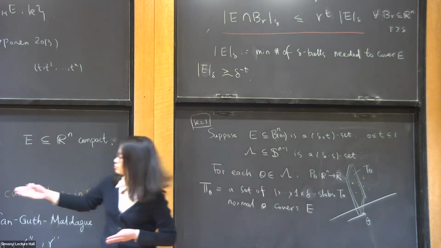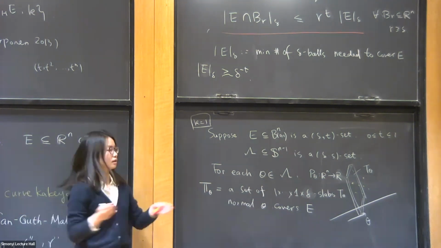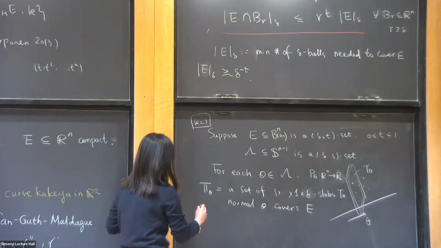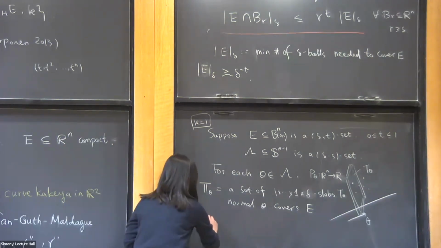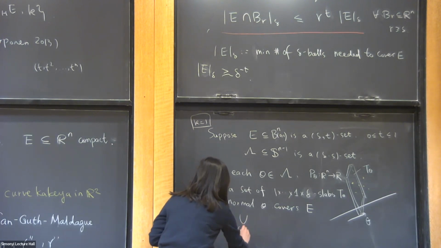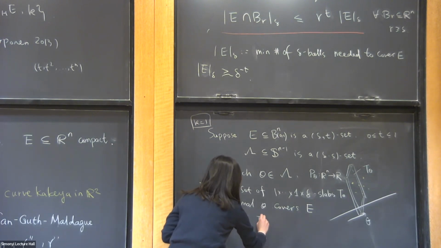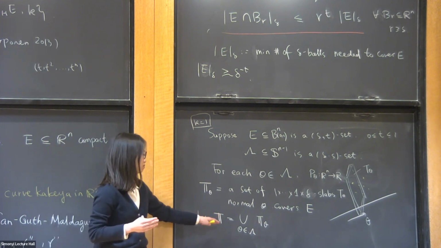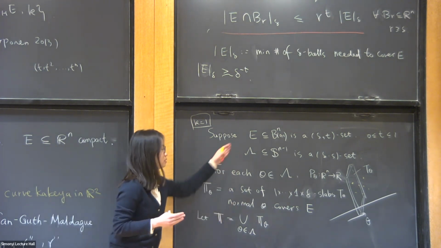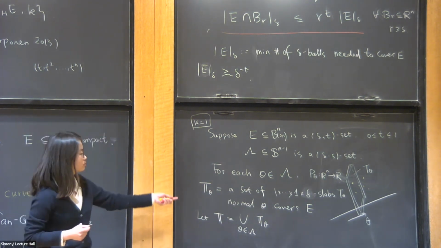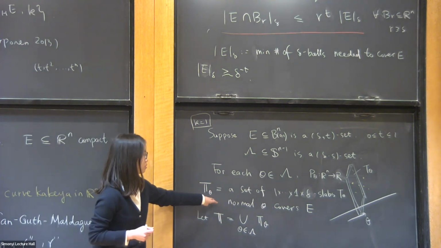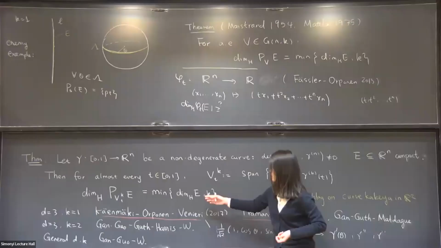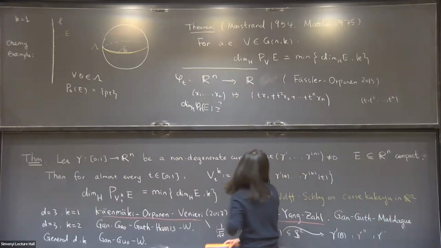So intuitively, if the projection image is small, then we can find a small set of slabs that covers E. So the method is we're going to study the differences between this T and E and conclude that for most of the theta, the set of slabs that covers E cannot be too small. And this will prove a lower bound on the projection image. Okay.